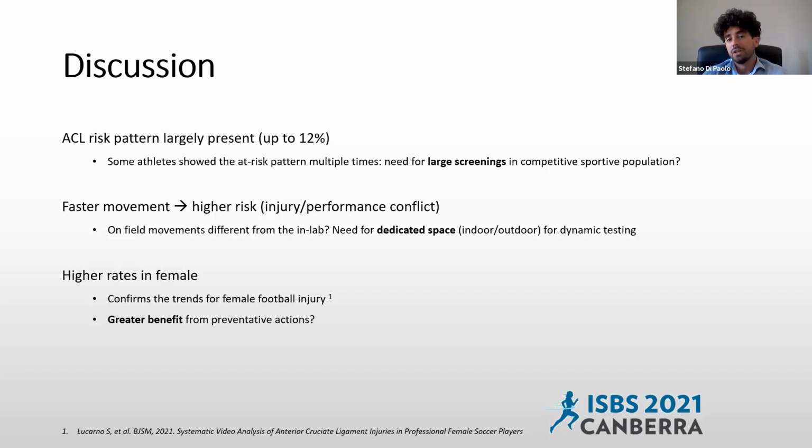So we say that there is a need for dynamic testing in dedicated space, either indoor or outdoor. Then we also found a higher risk for females, and this confirms trends, especially for football female injury, which is rising as soon as the competitiveness level is rising too. But we also know from literature that female athletes benefit more from preventative training than male players.